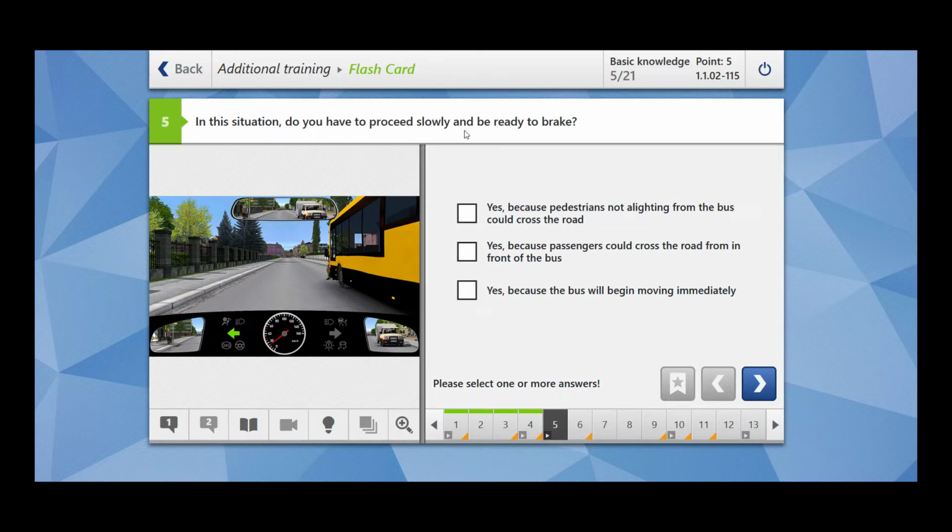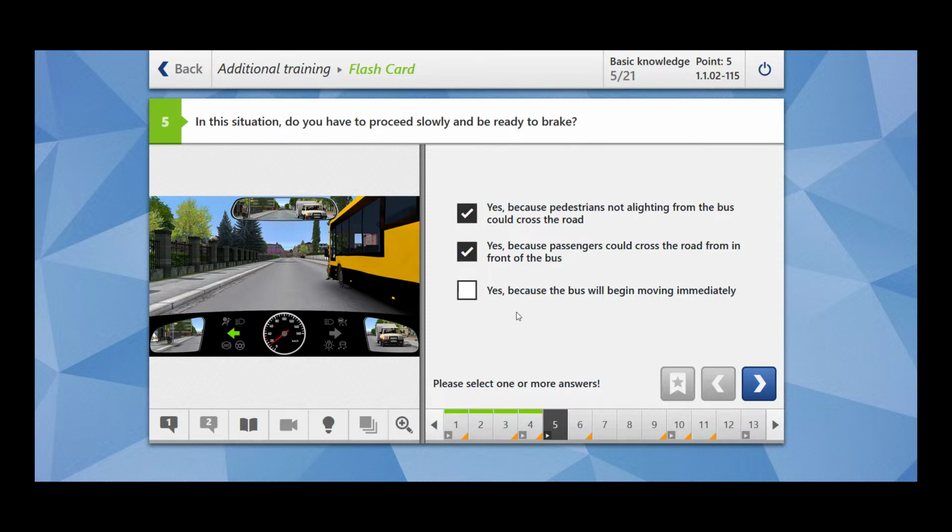In this situation, do you have to proceed slowly and be ready to brake? Yes, you have to proceed slowly. When we say slowly, we mean walking speed, like 4 to 7 km per hour, and you have to be ready to brake. Why? Because a pedestrian not alighting from the bus could cross the road. Because somebody could cross the road in front of the bus. Yes, because passengers could cross the road from in front of the bus.